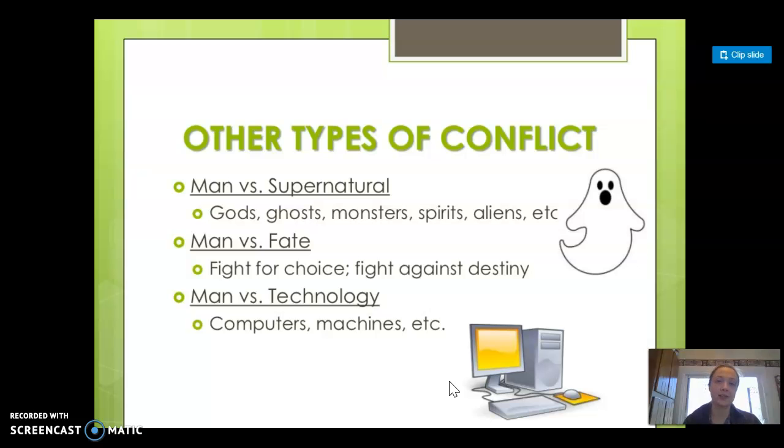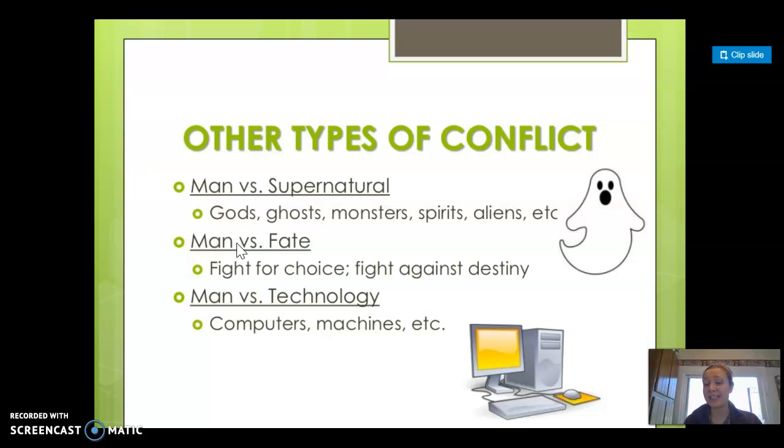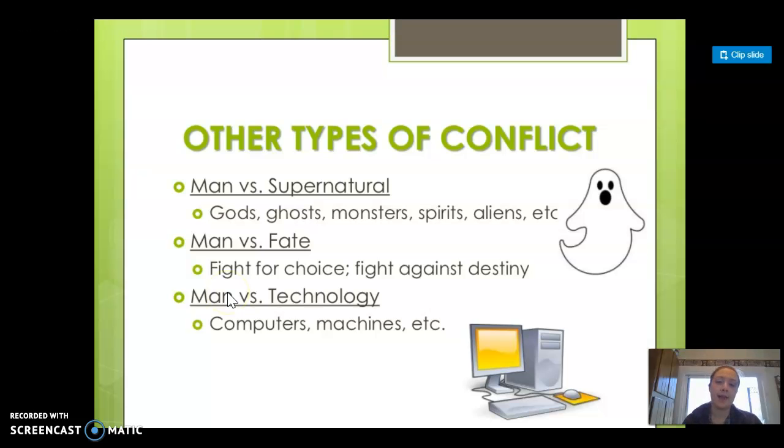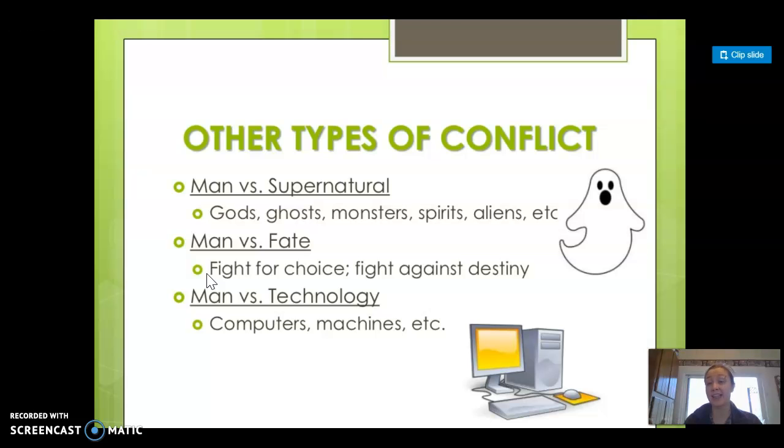And then other types of conflict that don't really fit into external or internal are man versus supernatural, such as gods, ghosts, monsters, spirits, aliens, etc. Man versus fate, fight for choice, fight against destiny. And then man versus technology, computers, machines, etc. This can also include robots or movies that you see where artificial intelligence takes over and they have to fight against that. And then fate, that one's kind of obscure, but fighting for choice, fighting against destiny.